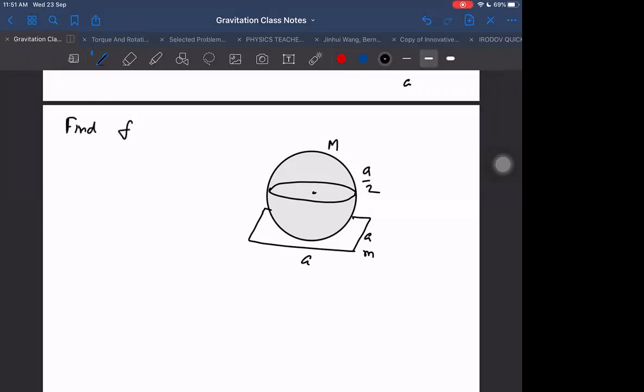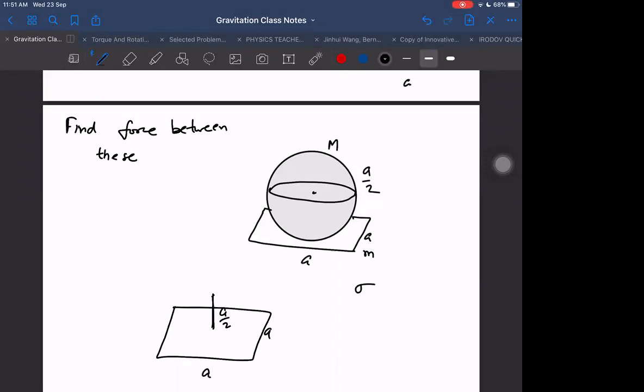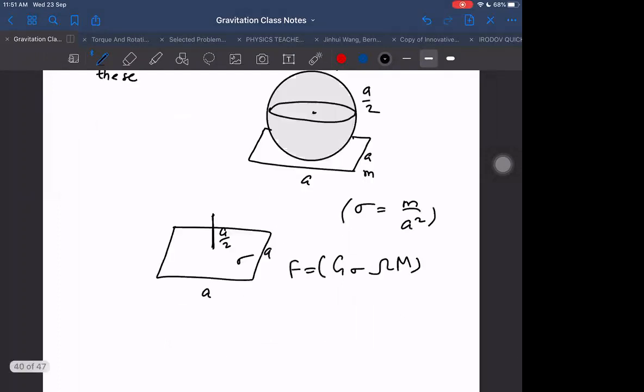You can consider the outer sphere's mass to be a point mass at the center, at a distance of a by 2, multiplied by mass. What solid angle does it subtend at a by 2? That is the main concern here. If you don't know, then I cannot do it. Sigma of the plate is m upon a square, that we got. Now the answer is G sigma omega into capital M. That is the answer. But what is omega? If you are able to tell omega, then you get the answer.